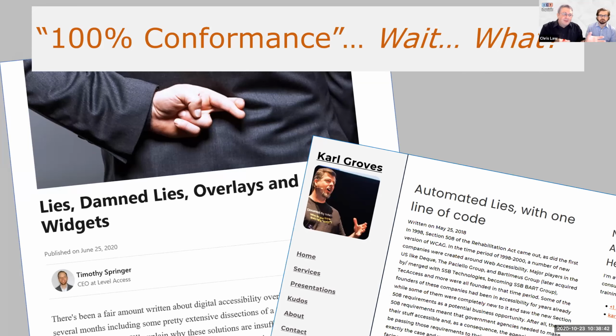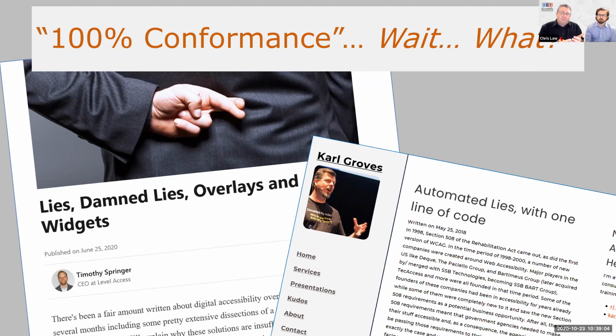images here of articles, one written by Karl who's on our panel. The article is called Automated Lies with One Line of Code. There's an article from Level Access called Lies, Damned Lies, Overlays and Widgets, with somebody shown with their fingers crossed behind their back.